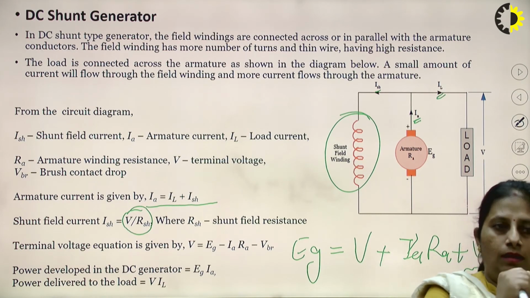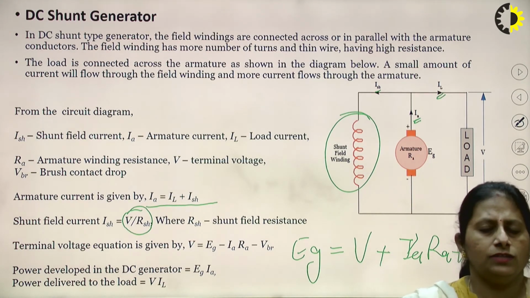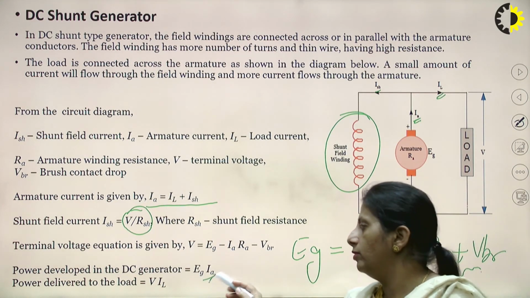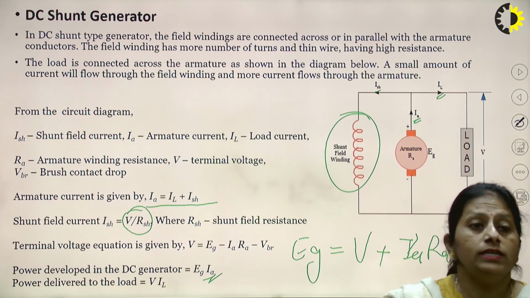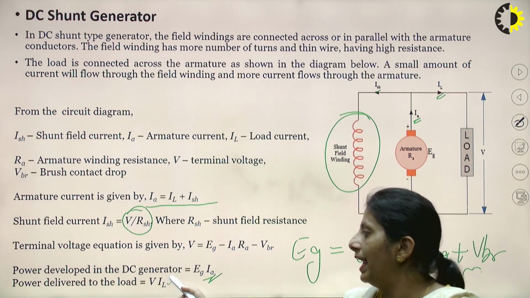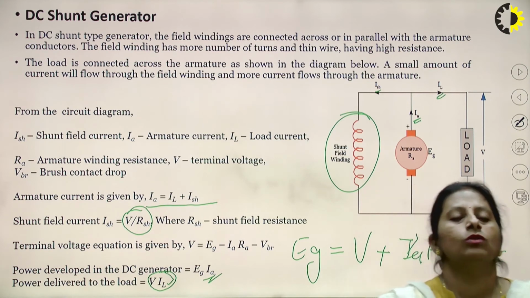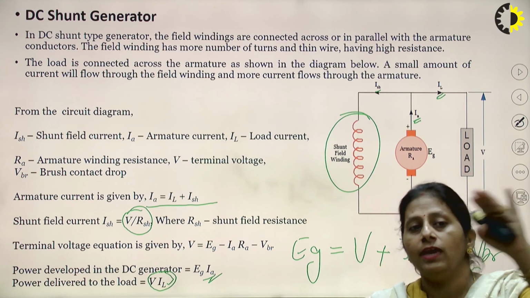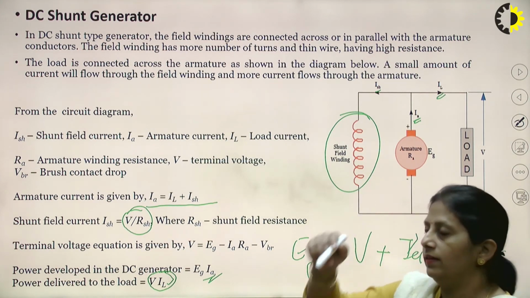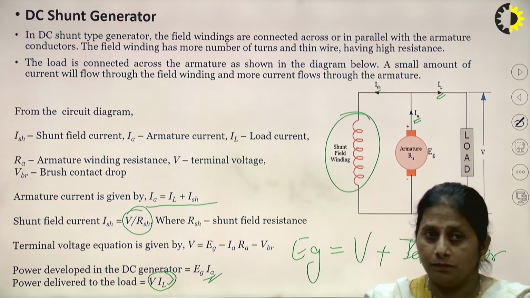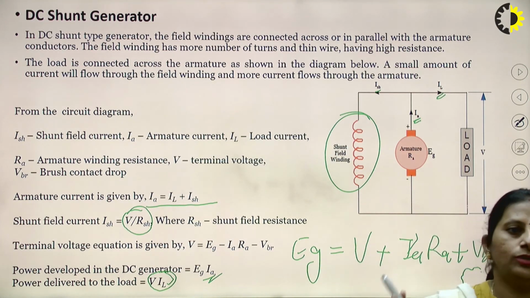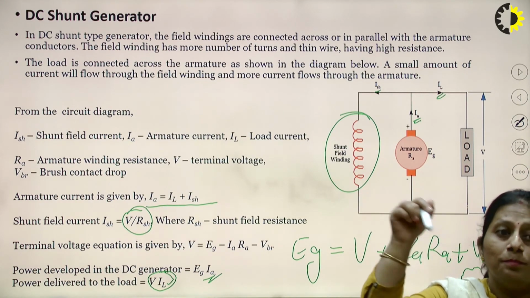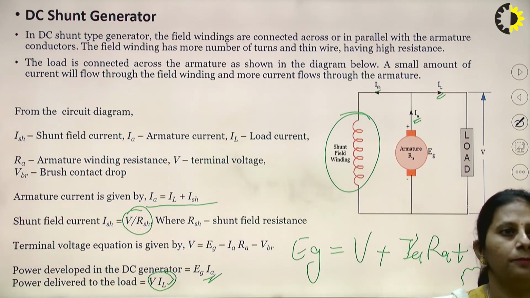Now the power developed in the DC generator is once again EG into IA, the generated EMF times the armature current. The power delivered to the load is V into IL. Obviously, the power delivered to the load is always V into IL. But in the earlier case, for the separately excited generator, IA was equal to IL, so we wrote it there as V into IA. In this case, I can't say that the armature current is equal to IL. Now, the armature current is IA = IL + ISH, right?